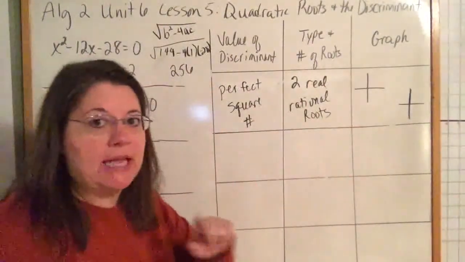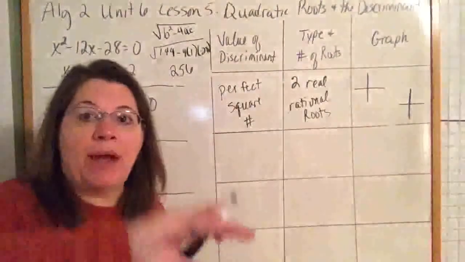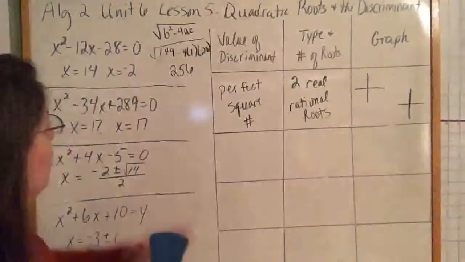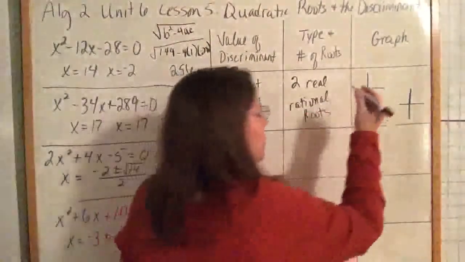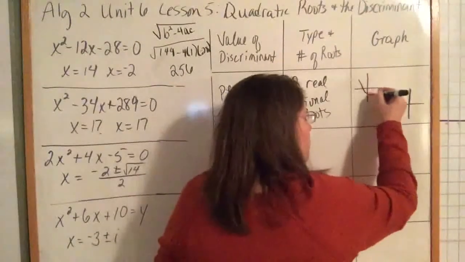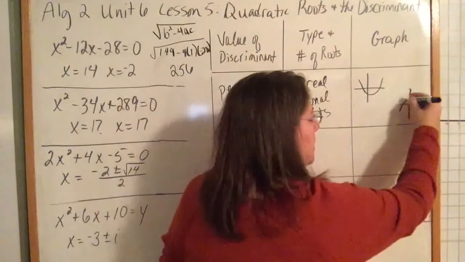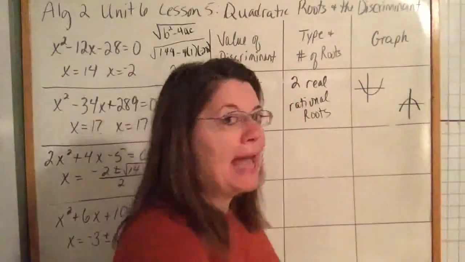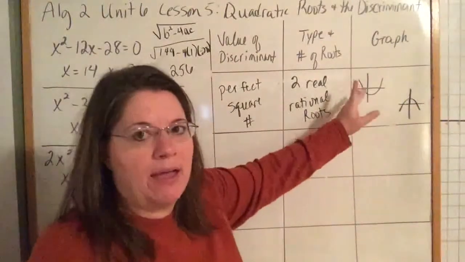One possibility is if the a value is positive, that means the parabola is going up, and you know that the parabola is going to cross the x-axis at your two roots. So your parabola is going to look something like that, or if your a value is negative, it might look something like that.